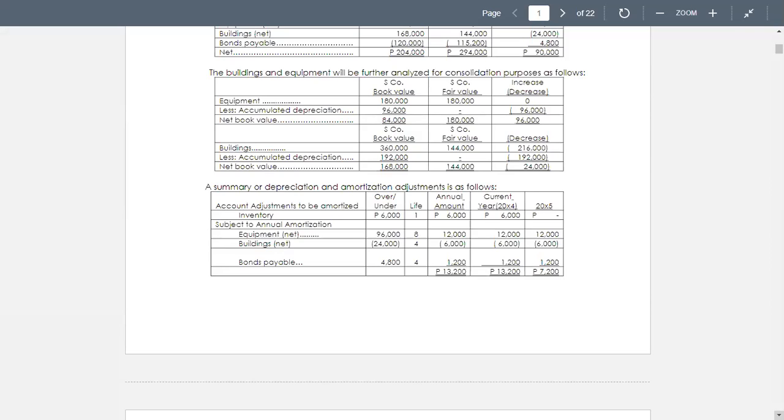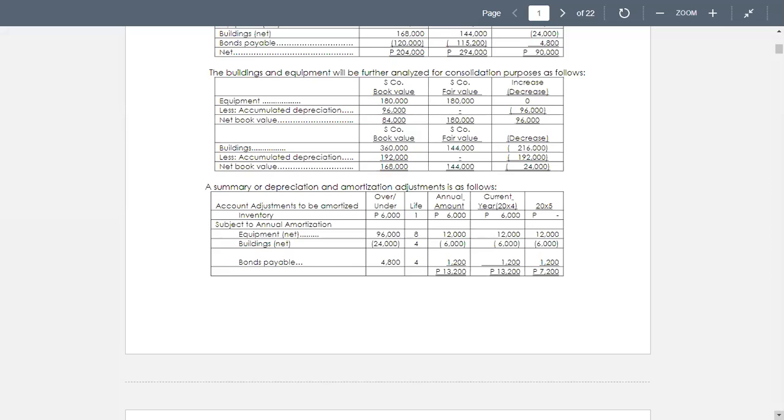While the building which was overvalued and the overvaluation is 24,000, we divide that by a period of 4 years. So every year we have 6,000. Take note that it is a deduction unlike equipment, because equipment had an undervaluation while building was overvalued. So that's why we deduct.